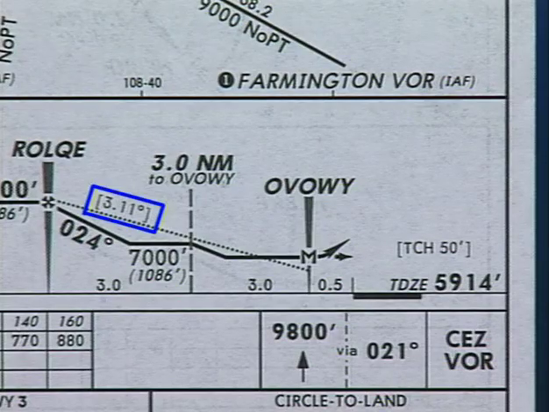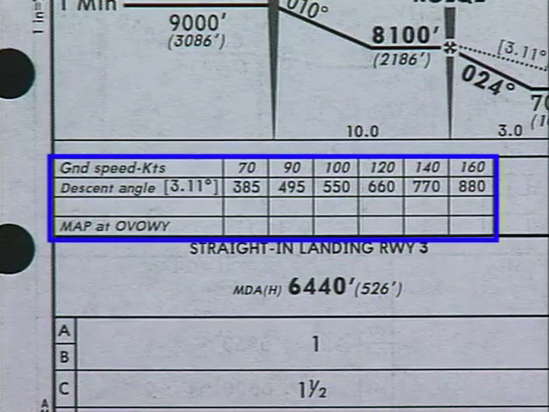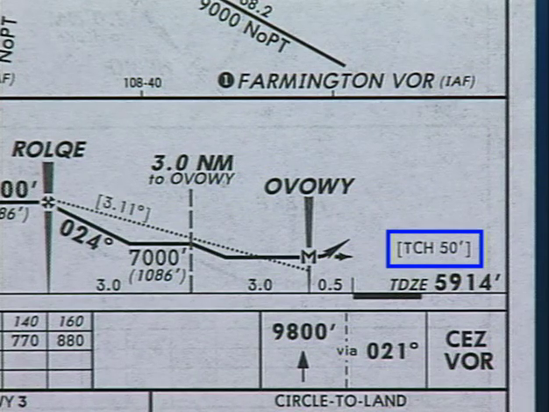The descent angle appears in brackets along with the descent path. Notice the descent path is a screened dotted line. The descent angle and ground speed information can also be found in the conversion table on the chart. The TCH, or the height at which the descent angle crosses the runway threshold, is also depicted in conjunction with the descent angle. The actual height in feet is stated over the end of the runway.